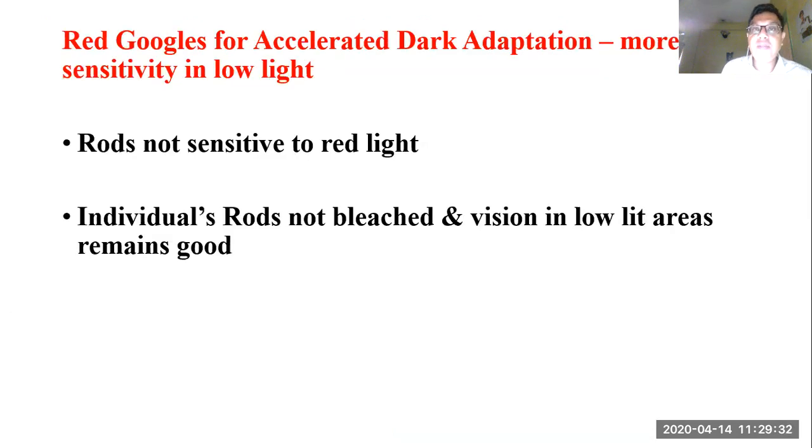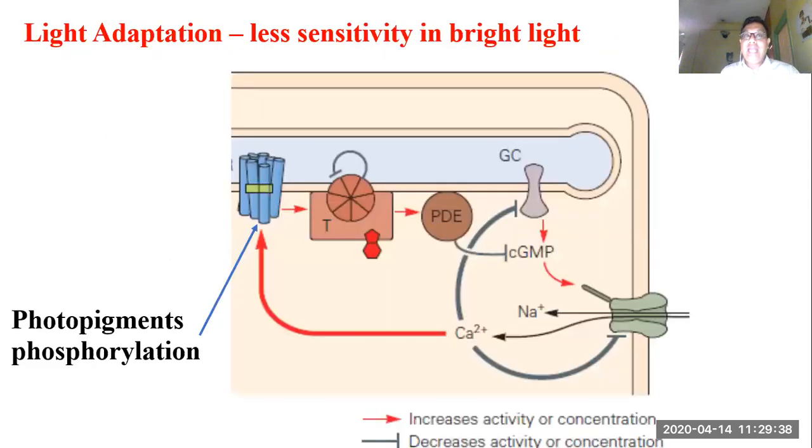See, dark adaptation was more sensitivity in low light, more sensitivity of vision in low light. Light adaptation is less sensitivity in bright light. So the situation is reversed. So if you walk out from a darkened theater after a movie and you walk into the sunlight, you will be immediately blinded. There will be so intense volume of light, you will have to close your eye or you will have to squint. And then gradually, you will be able to open your eye and resume normal vision.